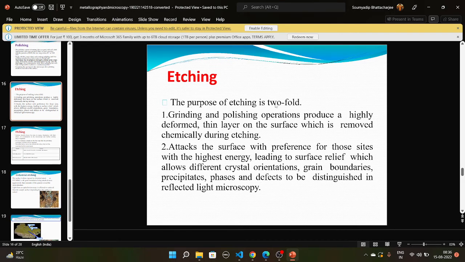The purpose of etching is twofold. Grinding and polishing operations produce a highly deformed, thin layer on the surface, which is removed chemically during etching.